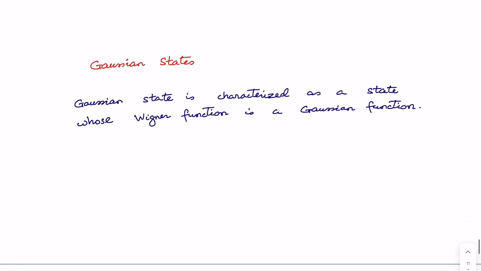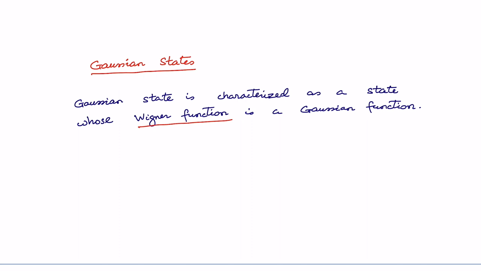These are of immense importance for continuous variable quantum systems and very easy to deal with. These Gaussian states are characterized as states whose Wigner function is a Gaussian function. I'm not going to discuss the Wigner function here, but you can consult any standard quantum optics or quantum mechanics book. For the rest of our discussion, we don't need to know about the Wigner function.